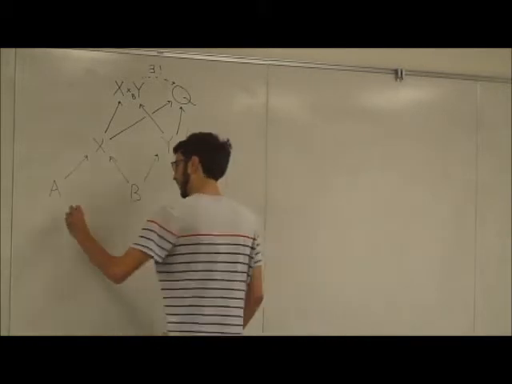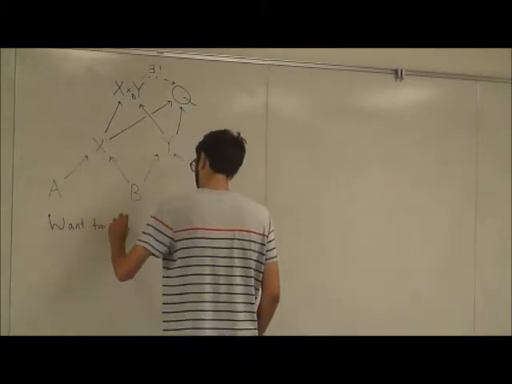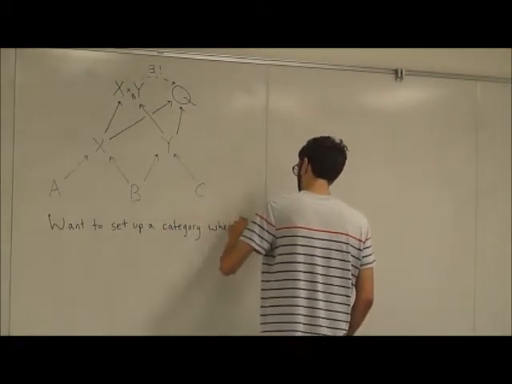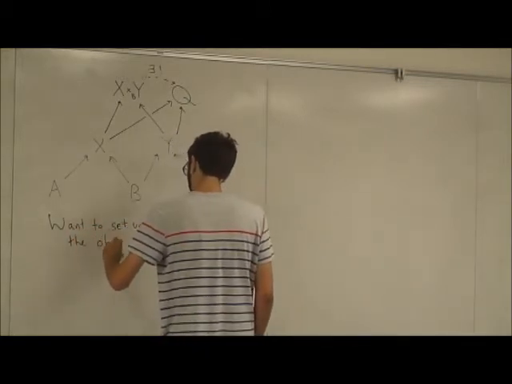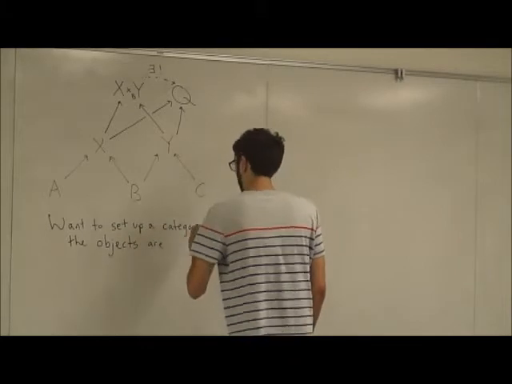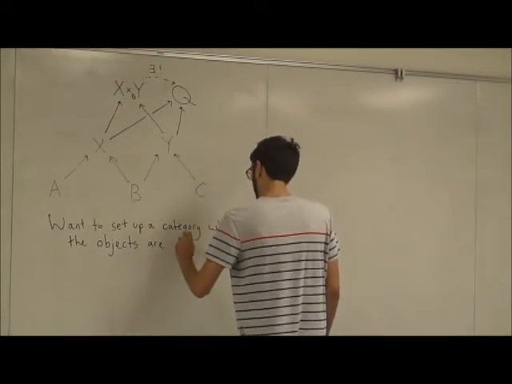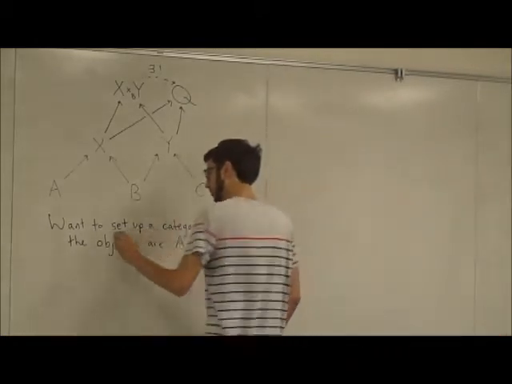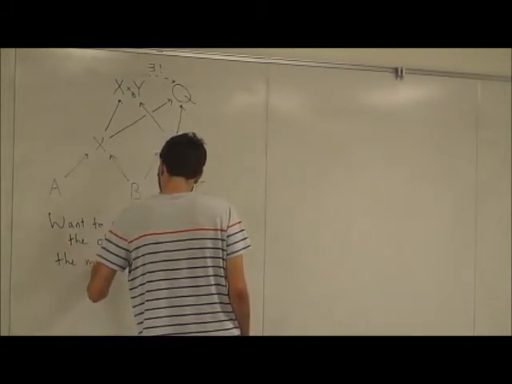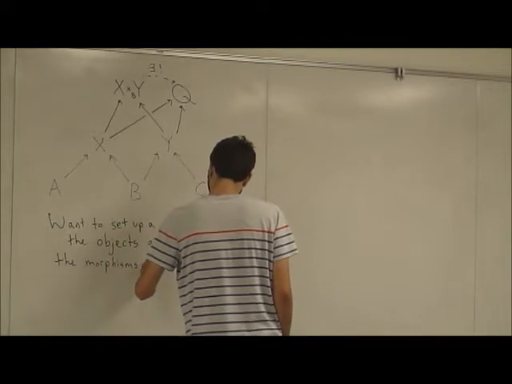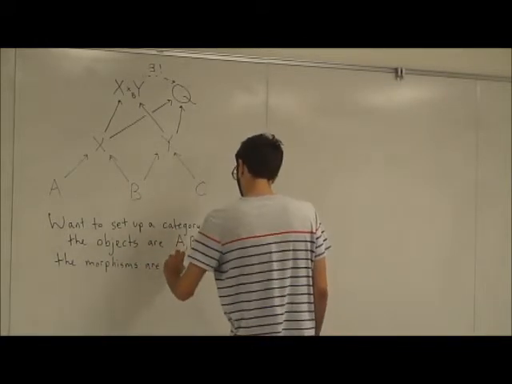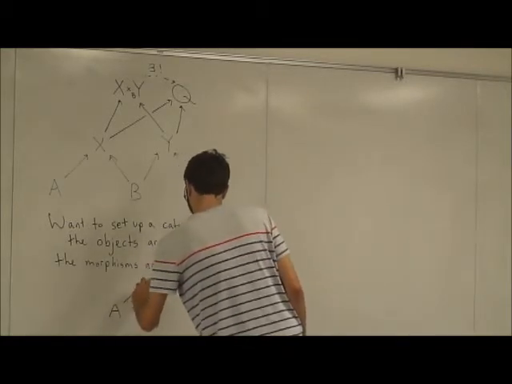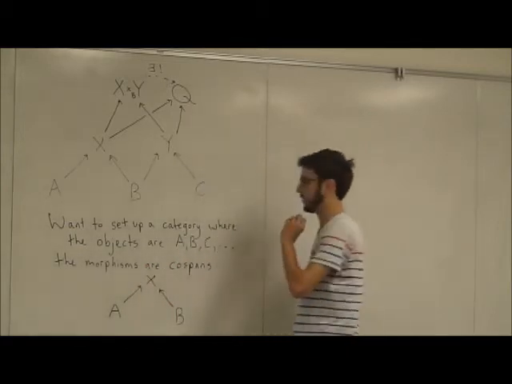So we're trying to set up a category where the objects are, well, they're just objects. Call them things like A, B, C, etc. But then the morphisms are cospans, which are these kind of simple diagrams.